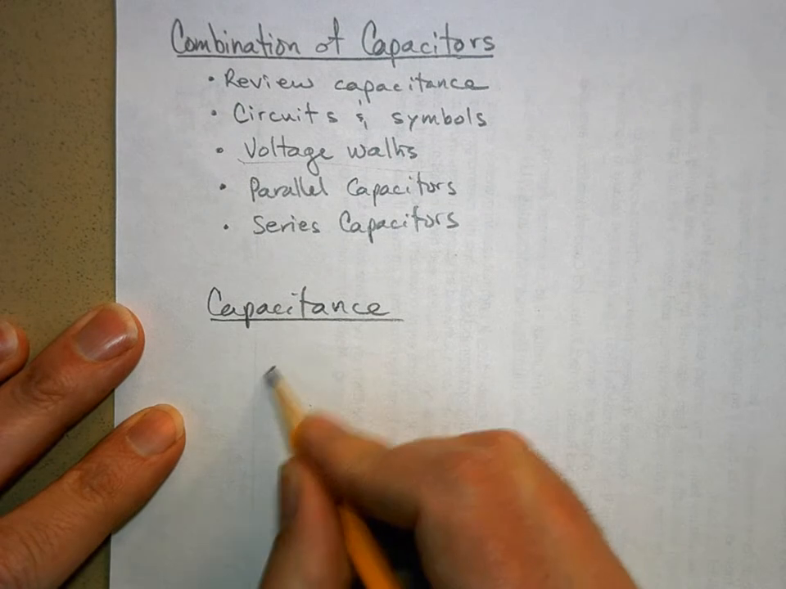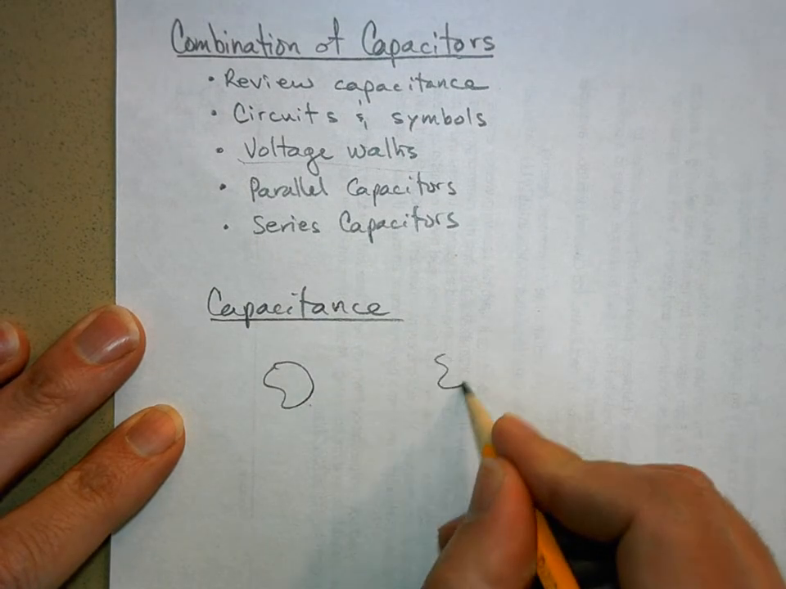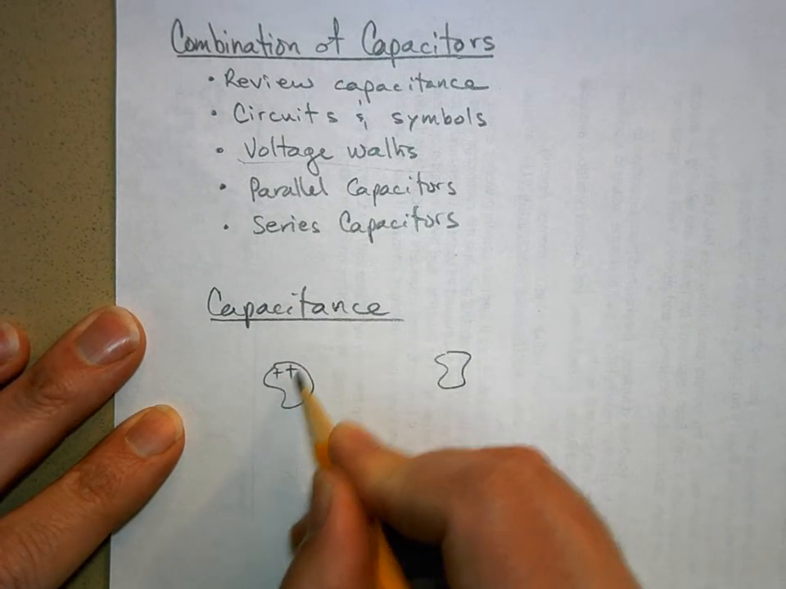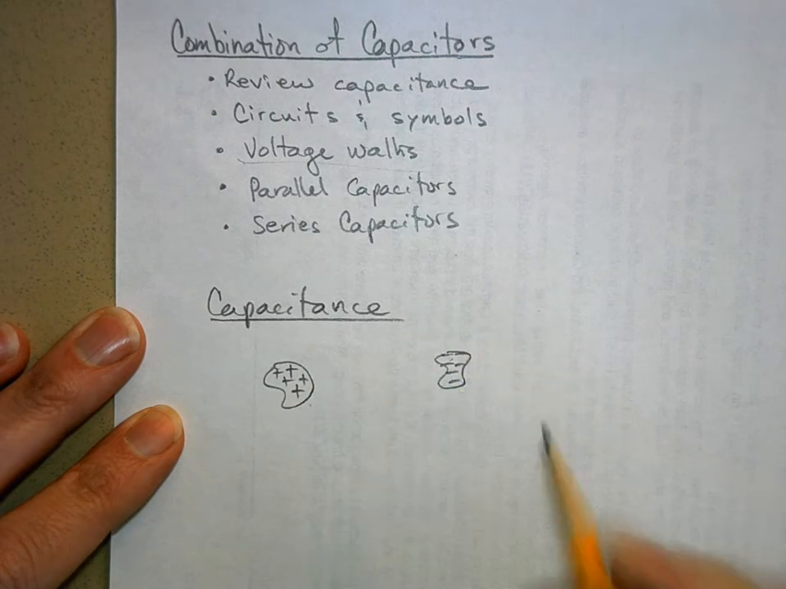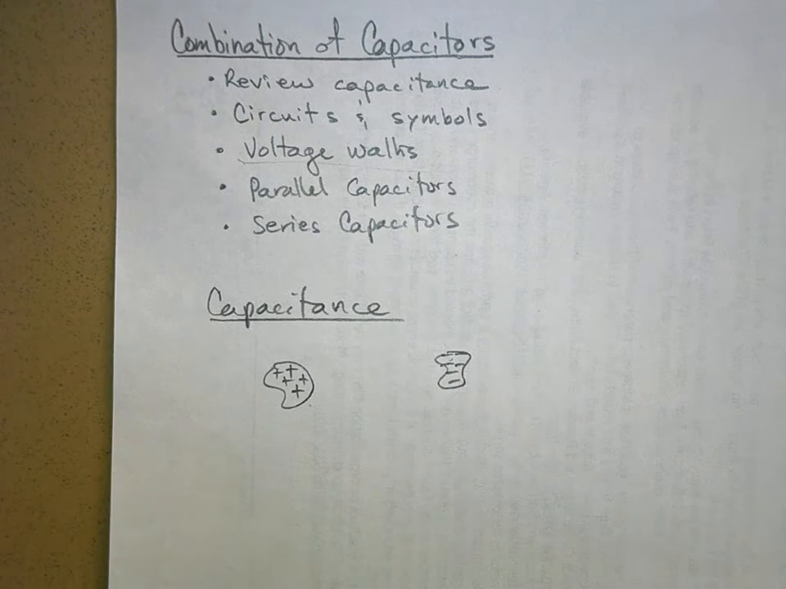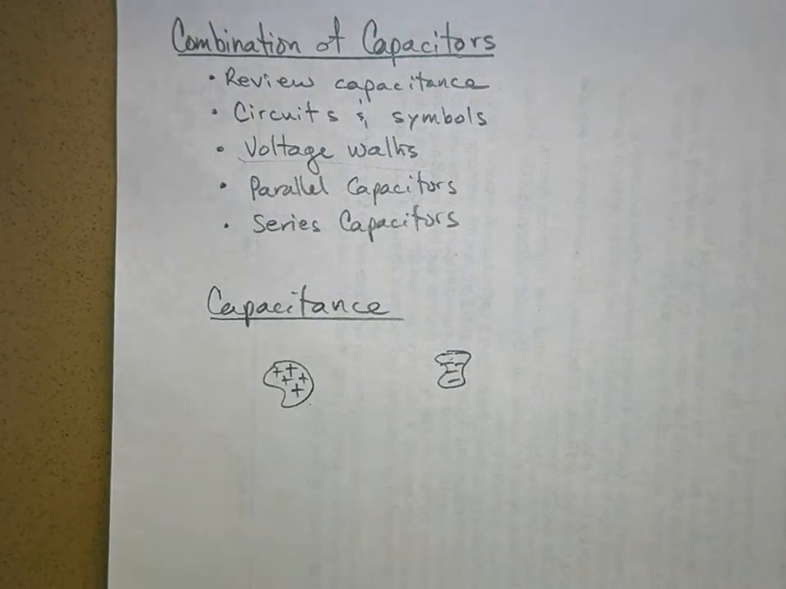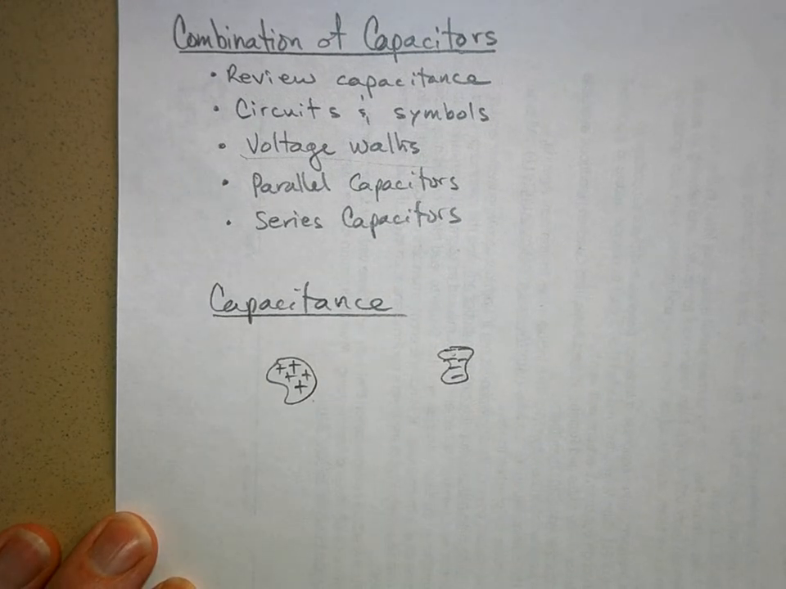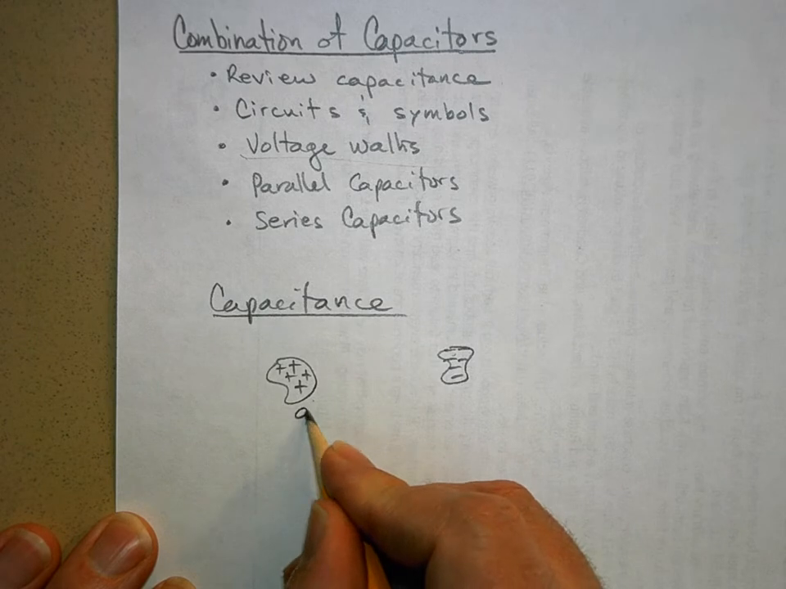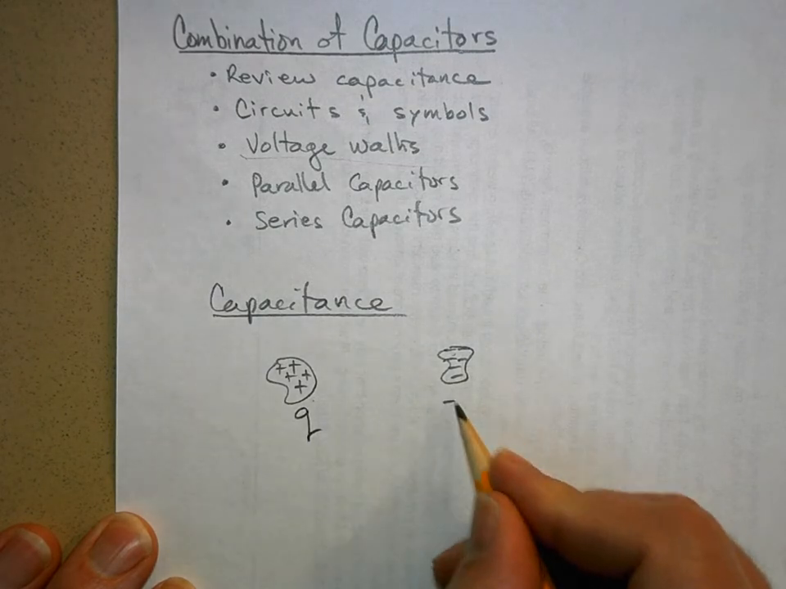If I've got a blob of charge over here and a blob of charge over here, and this is positive and this is negative, the amount of positive and negative charge are equal. Capacitors, or things that have capacitance, are systems where there is no net charge, but you do have charge separation. So you have as much positive charge over here as negative charge over here. We're going to call this Q, and this, of course, has negative Q.